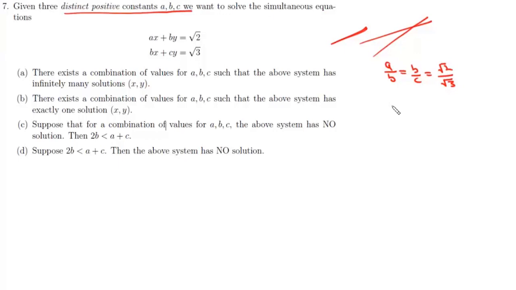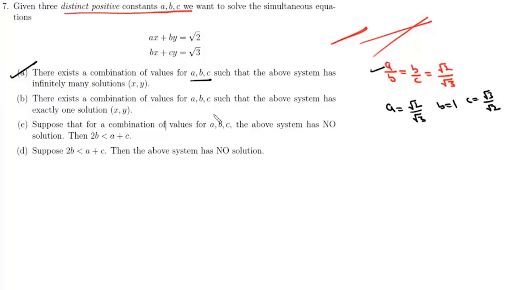Say for example, if we take A as root 2 by root 3, B as 1 and C as root 3 by root 2, it satisfies this condition. So it is possible to have positive values for A, B and C such that the system of equation has infinitely many solutions.